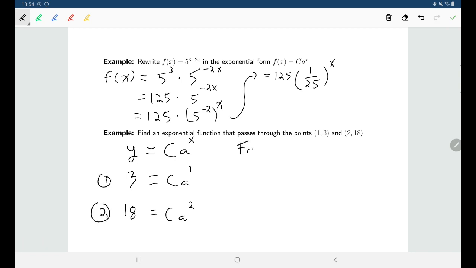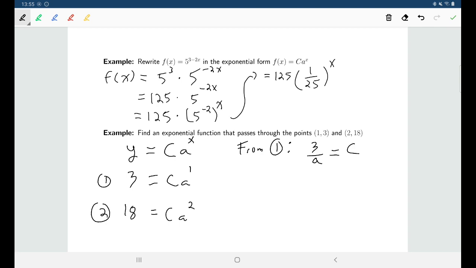So I'm going to start with taking equation 1 and rewriting it. Equation 1 tells me that 3 equals c times a, but of course I could rewrite that as 3 divided by a equals c. And I know that it's fine for me to divide by a because remember, a, our base, needs to be positive. It can't be 0, so there's no concern that I might be dividing by 0 here. I know that a is not 0, so I certainly am not. And then now we'll continue on.